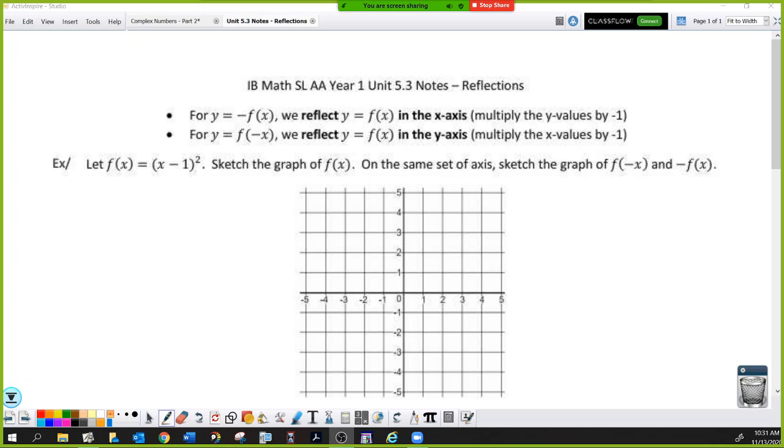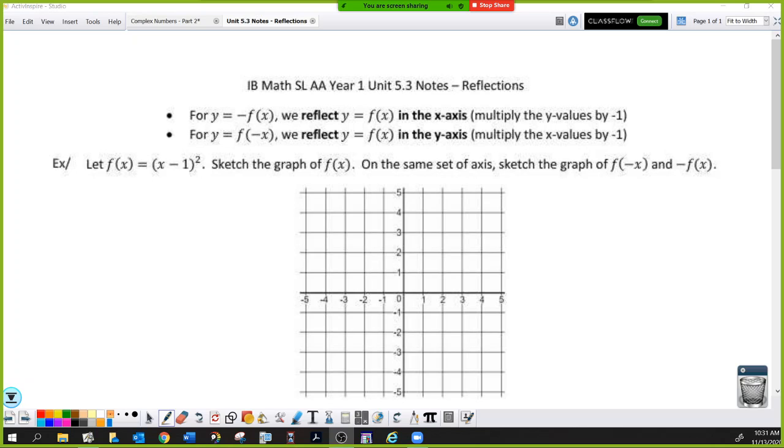Adding and subtracting to the inside, because that's where the x's are, changes the x's, which means it shifts you left and right. Now, unfortunately, inside changes do the opposite of what we think they should, so adding goes left and subtracting goes right. Weird, but that's the way it works. And then we talked about stretching and shrinking. That is always multiplying by something.